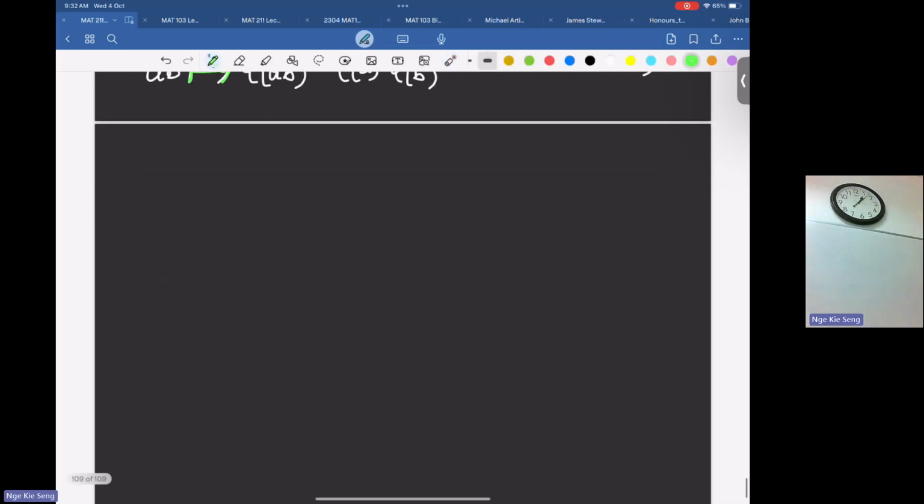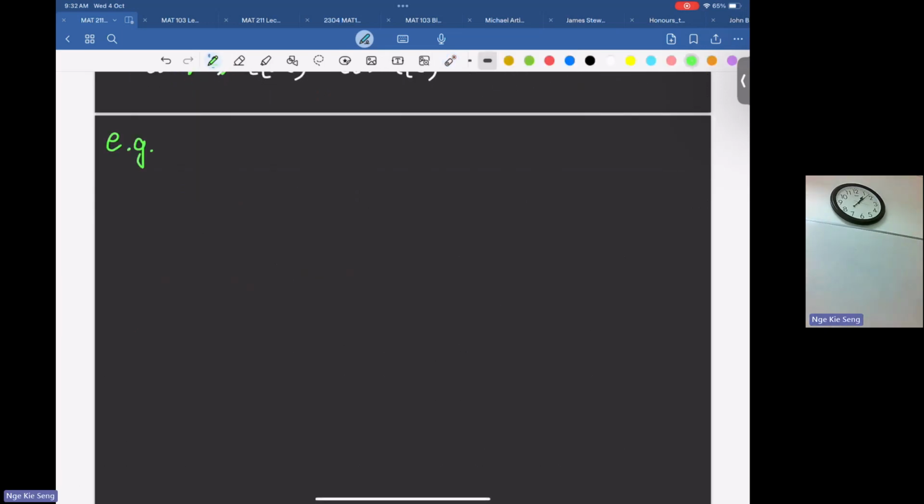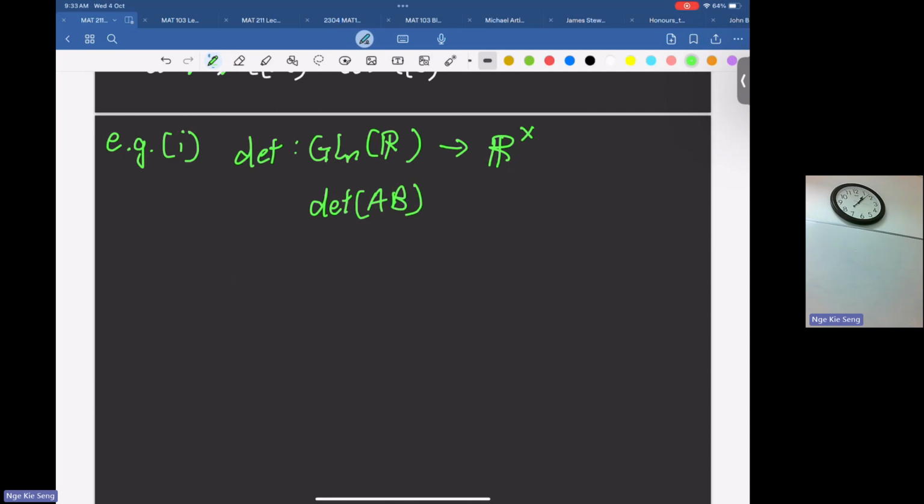Okay, so let's look at some examples. What kind of homomorphism? Actually, you have seen them before already. For example, the determinant, from GL_n(R) to R cross. Invertible matrices cannot have zero determinant. Is this multiplicative or not? The determinant of AB equals the determinant of A times the determinant of B. This is the thing you prove in linear algebra.